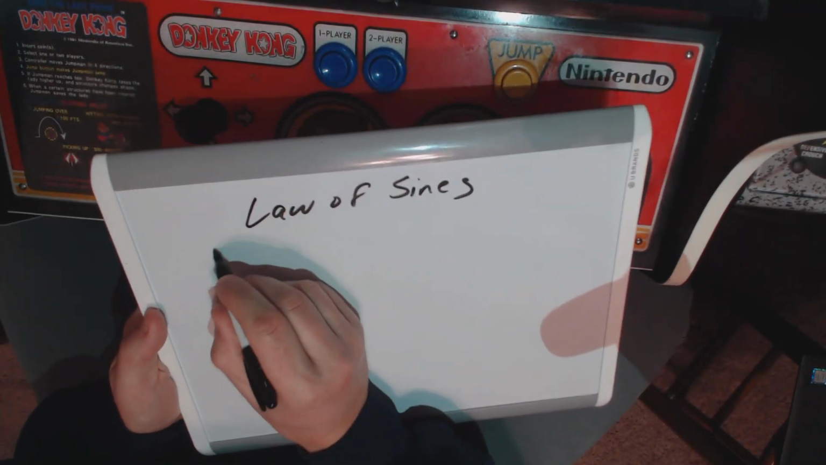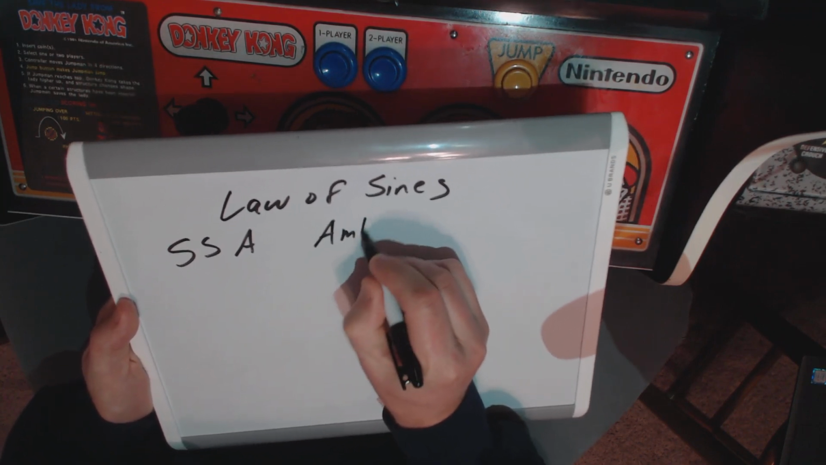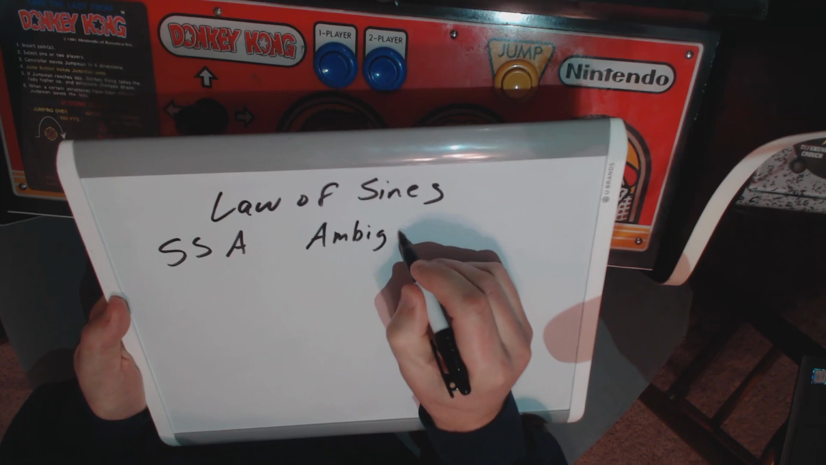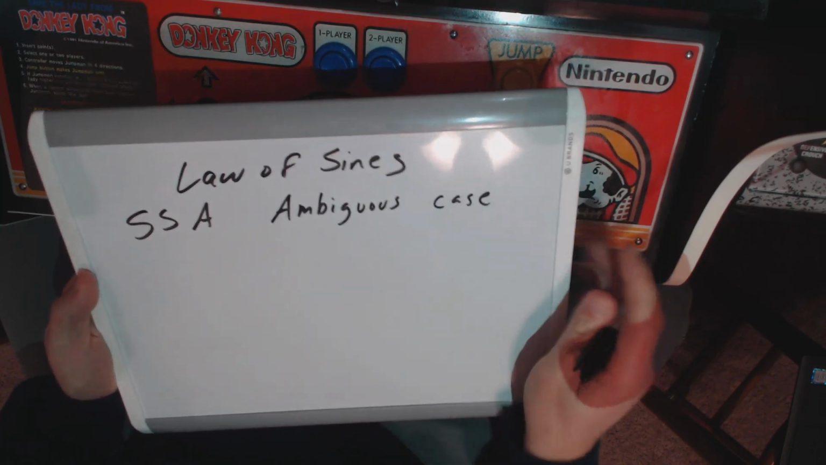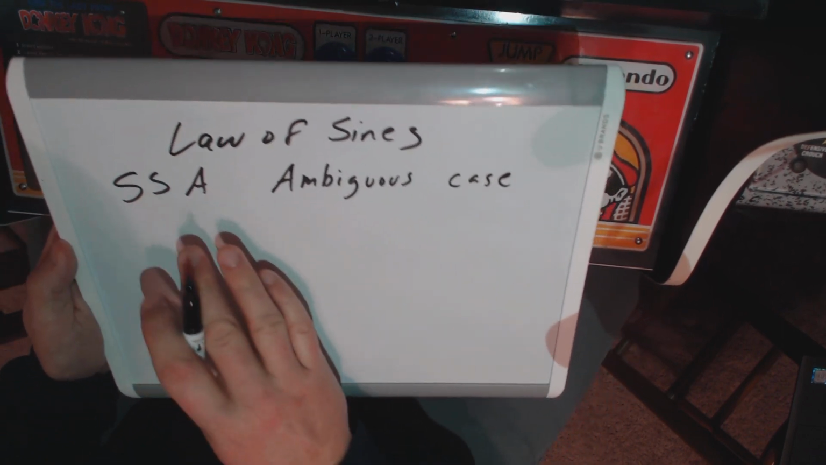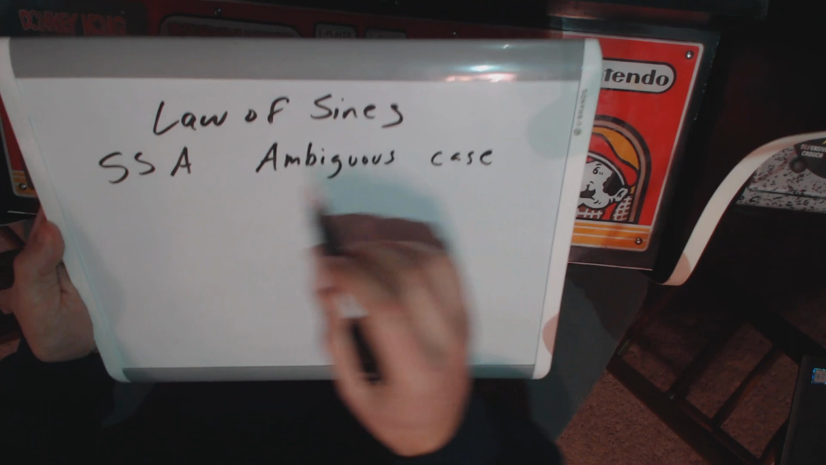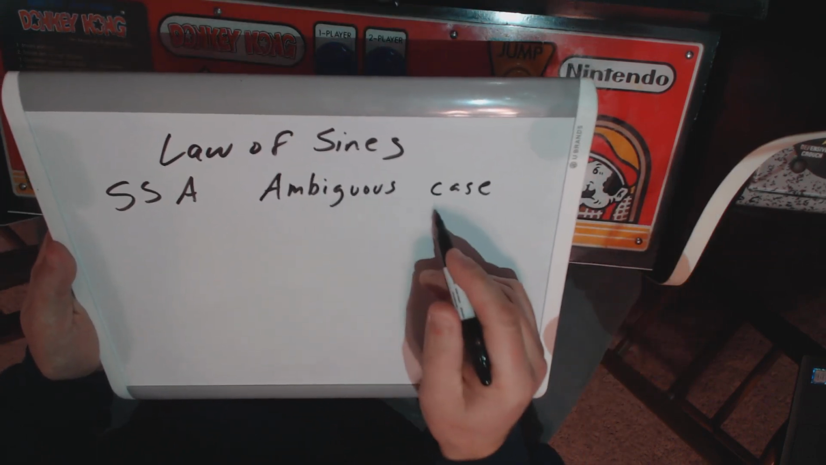I'm going to teach you another law of sines lesson here. The scenario I'm going to teach you today is called a side-side-angle, or the ambiguous case. The reason they call it the ambiguous case is because when you get a side-side-angle, you don't necessarily know which way it's going to end up. That's why they call it ambiguous. Hopefully I spelled ambiguous right.